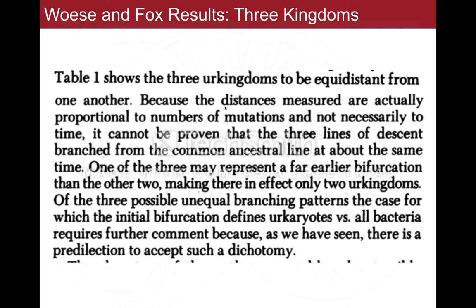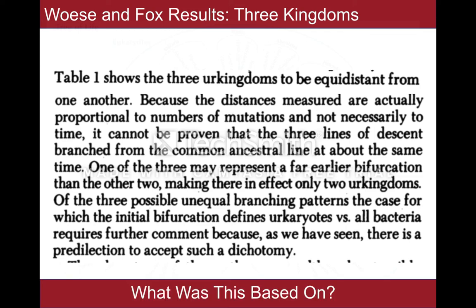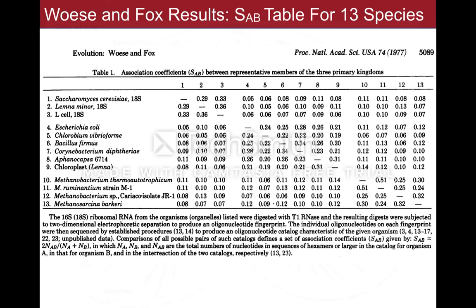So this is a pretty important point for this paper. What was this based on? This was based almost entirely on just looking at this distance matrix, this similarity matrix. What they're saying is that when we take the ribosomal RNA, grind it up, extract it, centrifuge it, run it on these 2D gels, read the sequence of these little pieces, build an oligonucleotide catalog, compare them to each other and calculate this S-score, that measure is measuring what they're calling mutational differences.